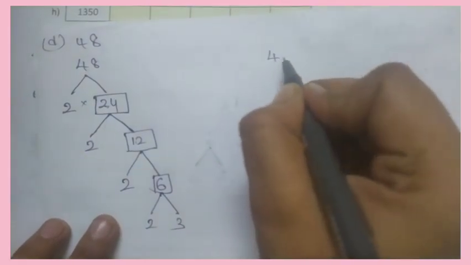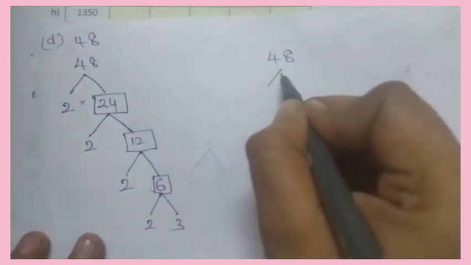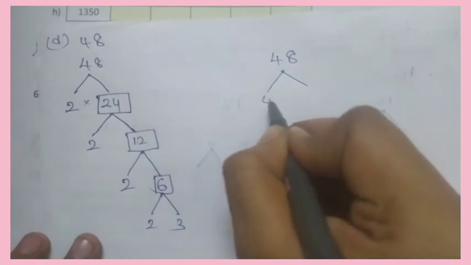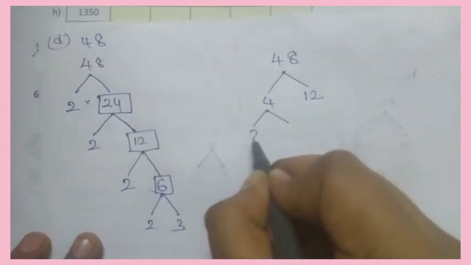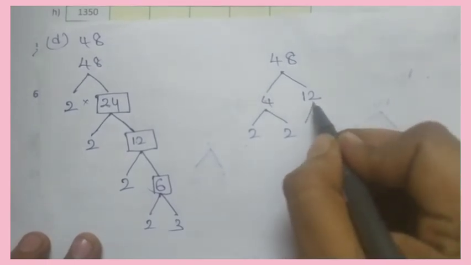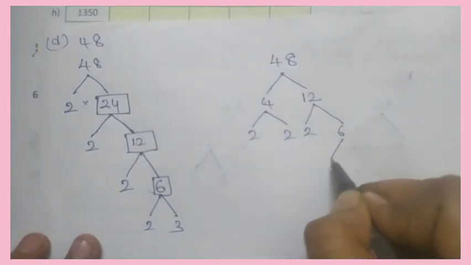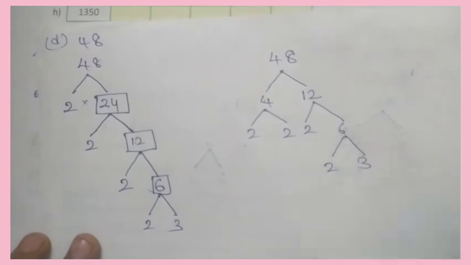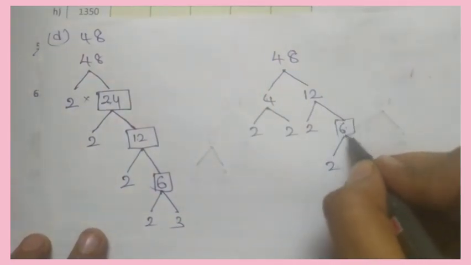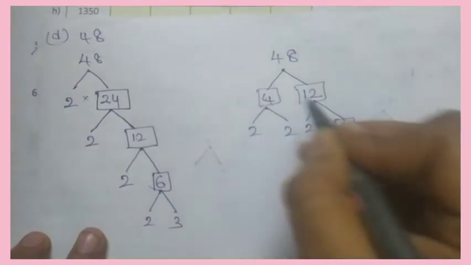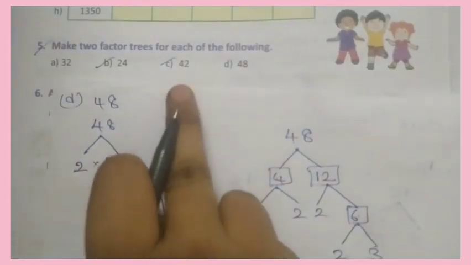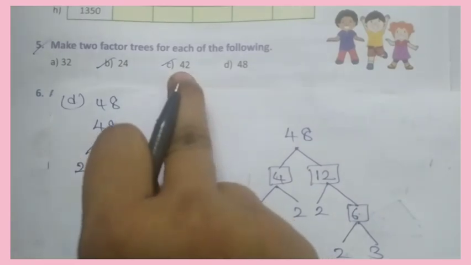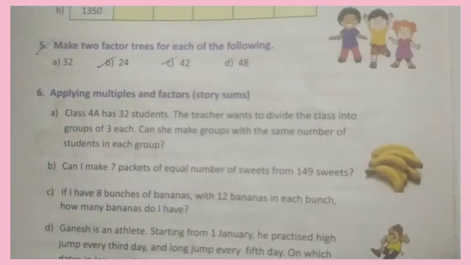And one more factor tree we can draw, that is 4 12s are 48. 2 2s are 4 and 2 6s are 12, 2 3s are 6. Like this also we can draw. These are the two factor trees of this 48 number. Do this B and C as homework. If you have any doubts you can call me.